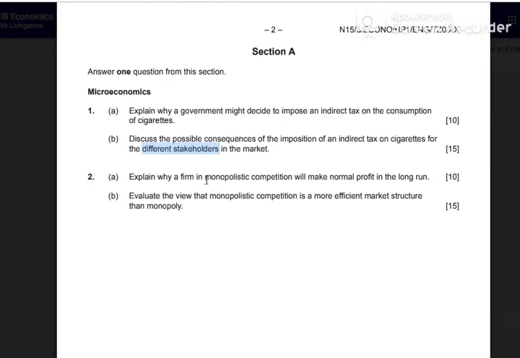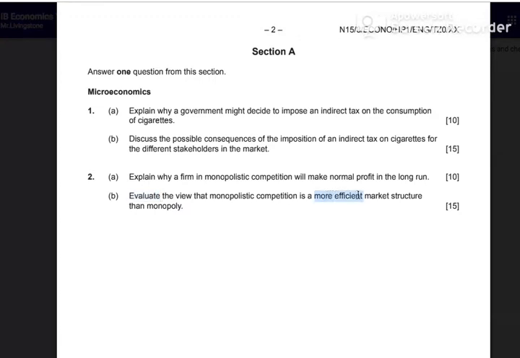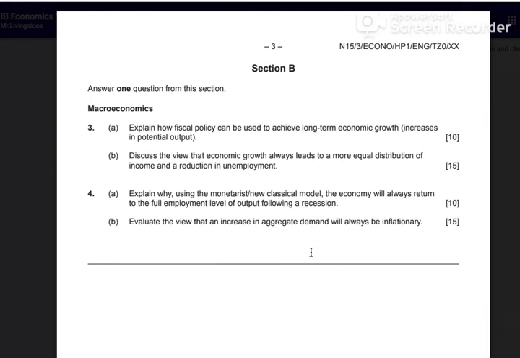The other choice, you'll have a nice diagram here on monopolistic competition, normal profit in the long run. Explain why that happens. And then you evaluate for your 15 marks that it's more efficient. So you'll say, however, it is more efficient on these things and it's possibly not more efficient on other things. So that's your micro side, which I'll focus on. Just be aware you'll have a choice of 2 questions on the macro side, but I'm not going to spend time looking at those. You'll choose one of those questions.